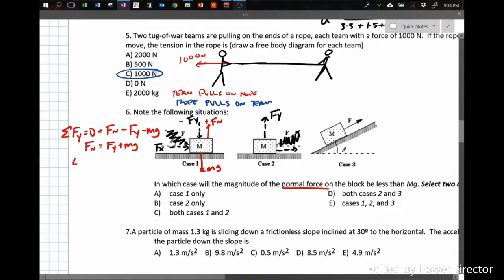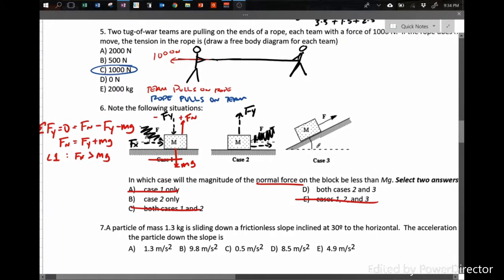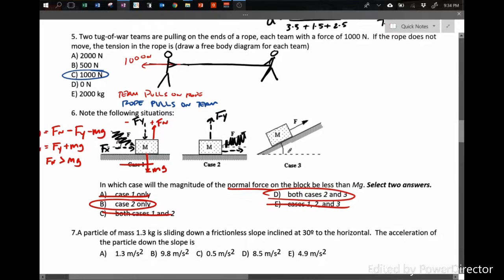So in case 1, the normal force is greater than the weight. But that's not what we're after. So I can eliminate any answer with case 1 in it. Now, as far as test taking goes, at this point, you're done. We're selecting 2 answers. It's a little awkward, but we have case 2 and case 3. In those cases, the normal force is less. Now, we haven't proved that yet, so let's go ahead and talk about it.